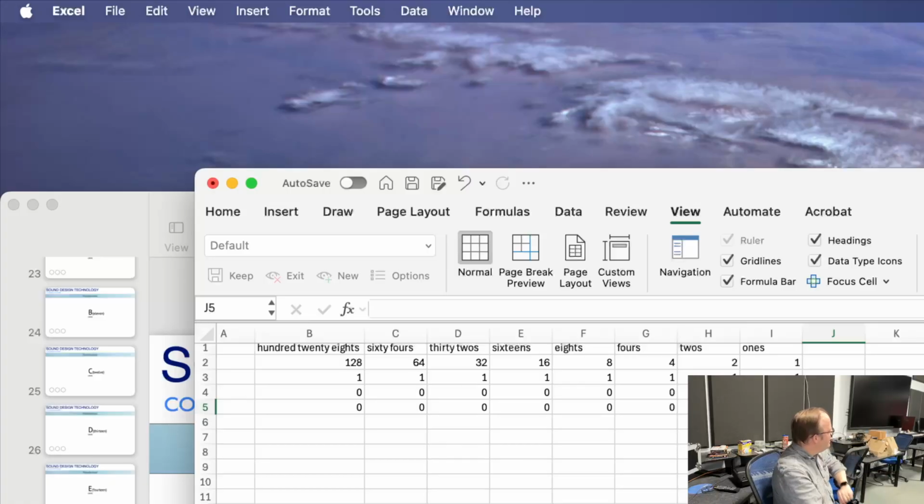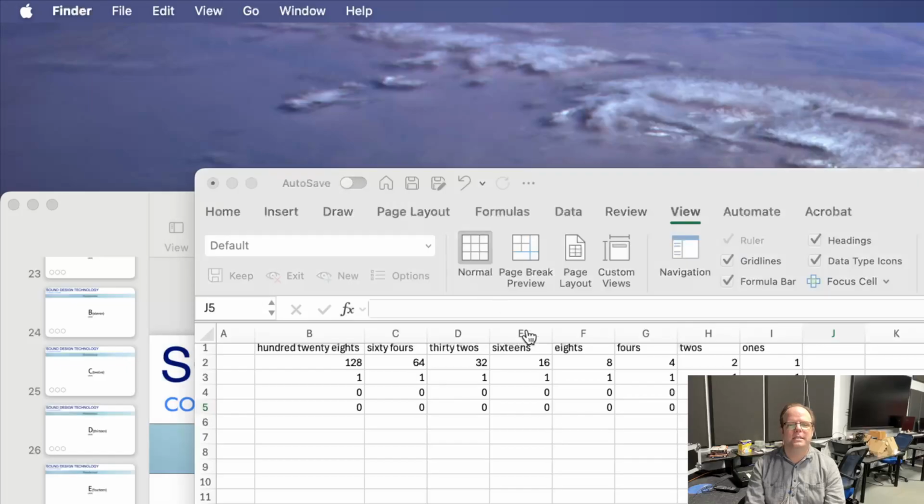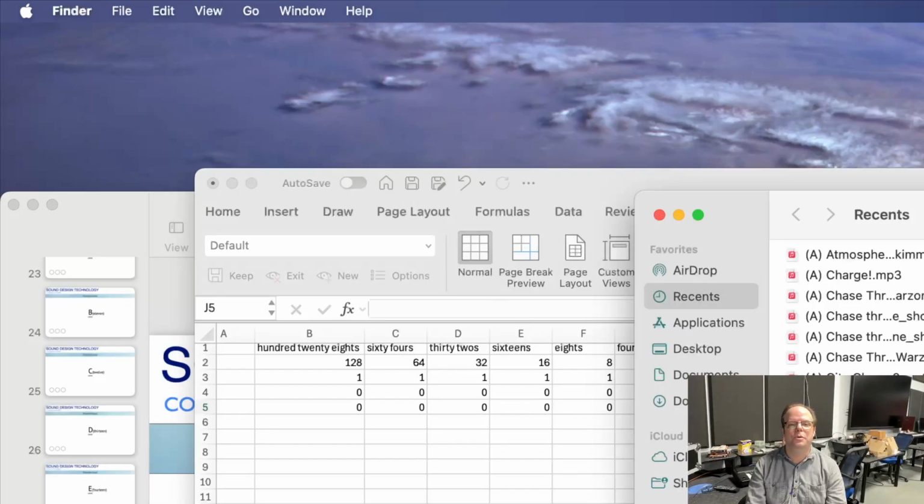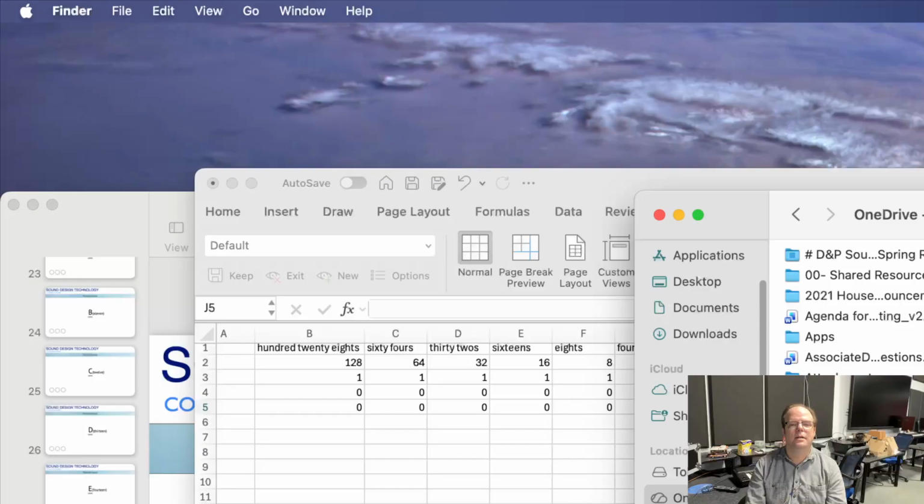Which is why hexadecimal is useful. So why is hexadecimal useful? Let me show you something.